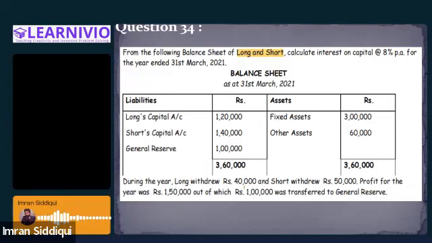Do you think you'll be able to do this? Yes, sir. Please give it a try. I'm giving you 5-7 minutes. Please try solving it. Let me know the answer. So for the calculation of opening capital, in the profit, should we take only 50,000 then? Yeah, profit should be taken as 50,000 only. Okay, sir.